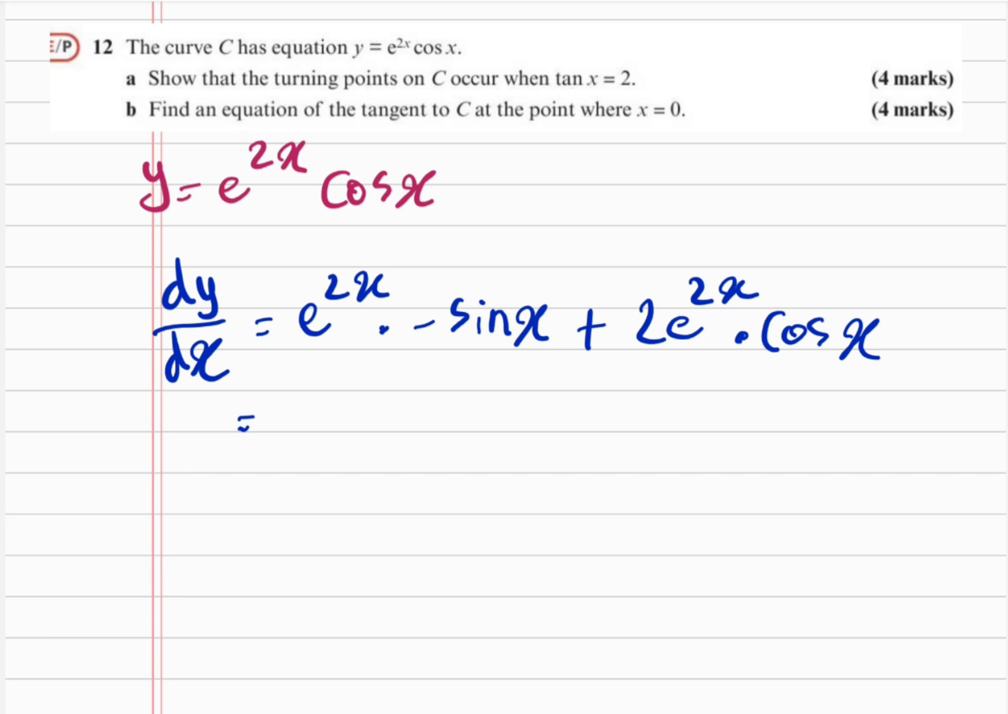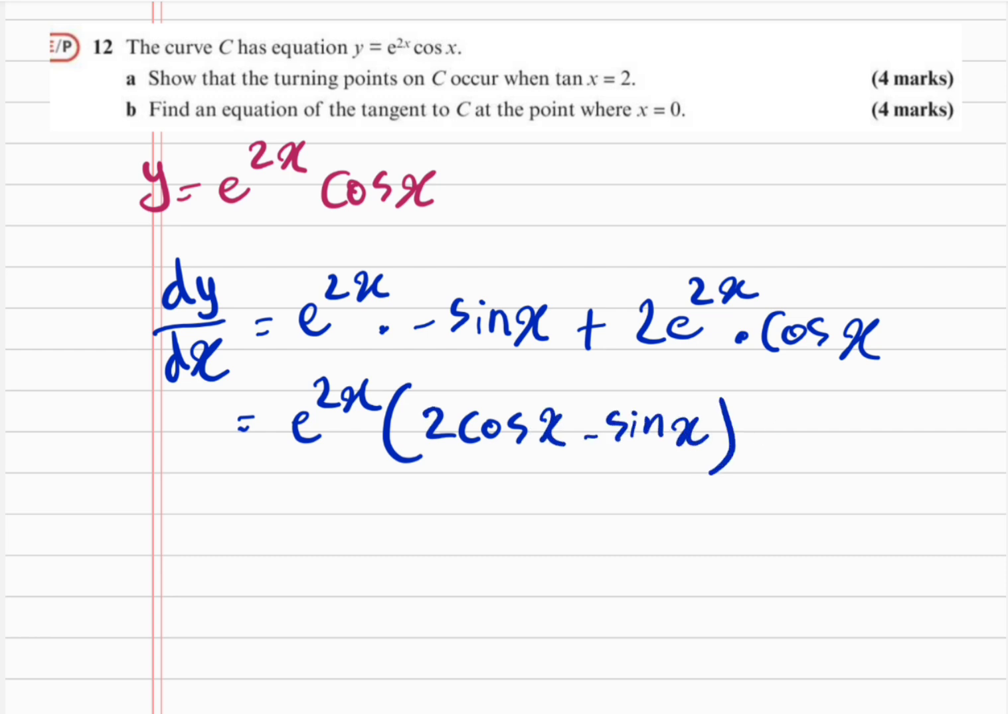And in the next step, we can simplify and then factorize this to have it in a nicer form. So I'm just going to factorize right now. So e^(2x) is my factor, and then it's going to be 2 cos x minus sin x.